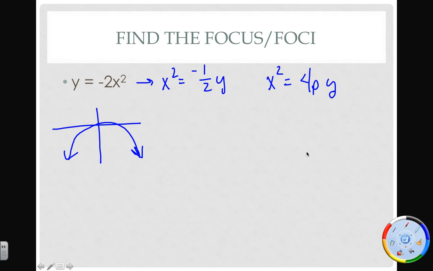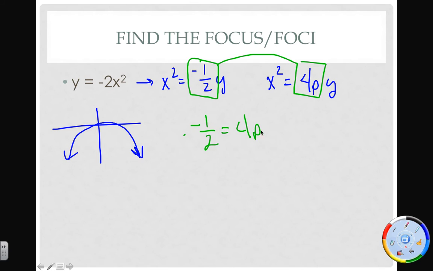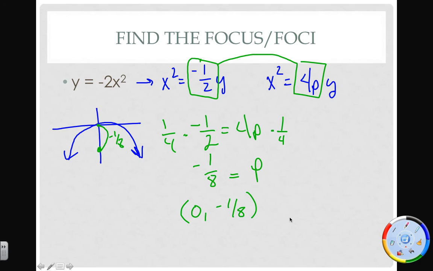Well, I hope you guys see that that means that this number has to equal this number. So that's pretty nice. That means -1/2 equals 4p. And if I multiply both sides by 1/4, p is -1/8. And that's actually the distance from the origin down to my focus, which means the coordinate of my focus point is 0, -1/8. That's as easy as that.